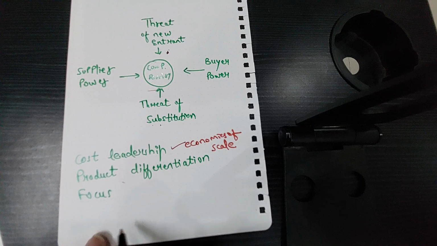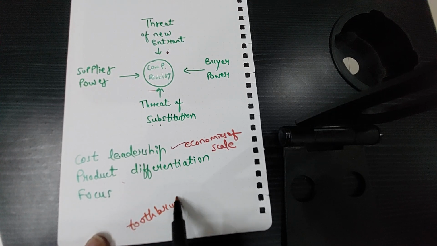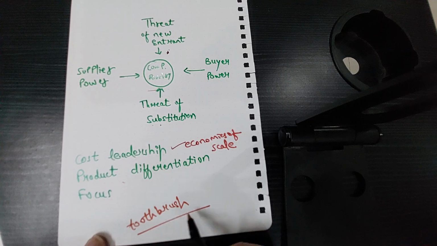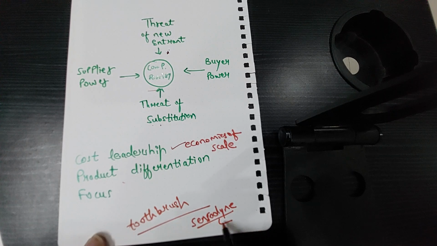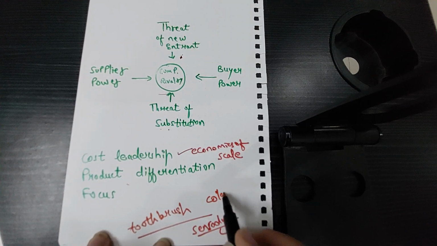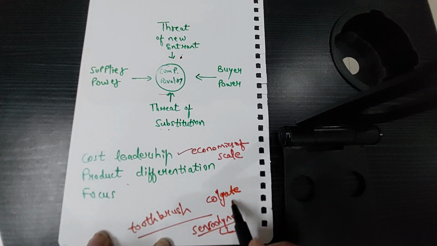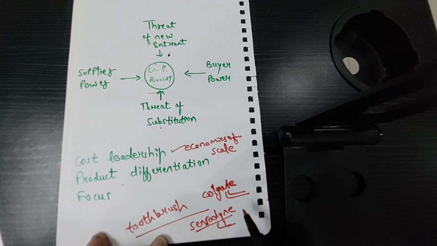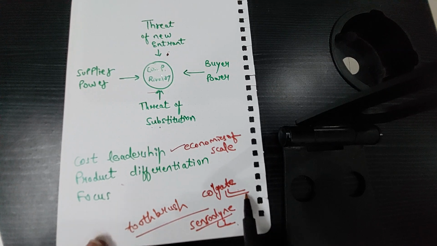For example, the best example is the toothbrush market. So then we have Sensodyne bringing various variations, sensitivity, and then there are other variations also. Then we have Colgate. So Colgate also there is salt and different things, neem and all. So what are they doing? They are doing differentiation. That's how they are trying to capture the market.